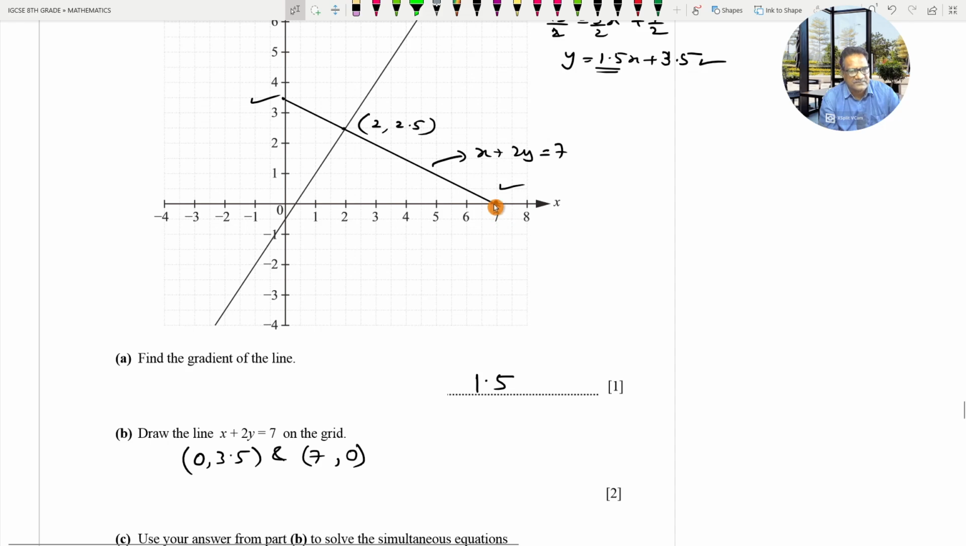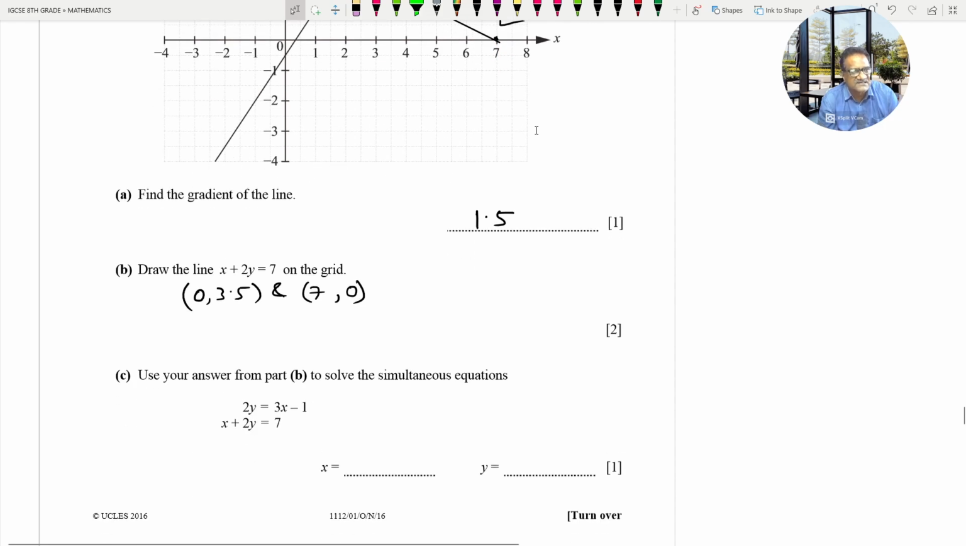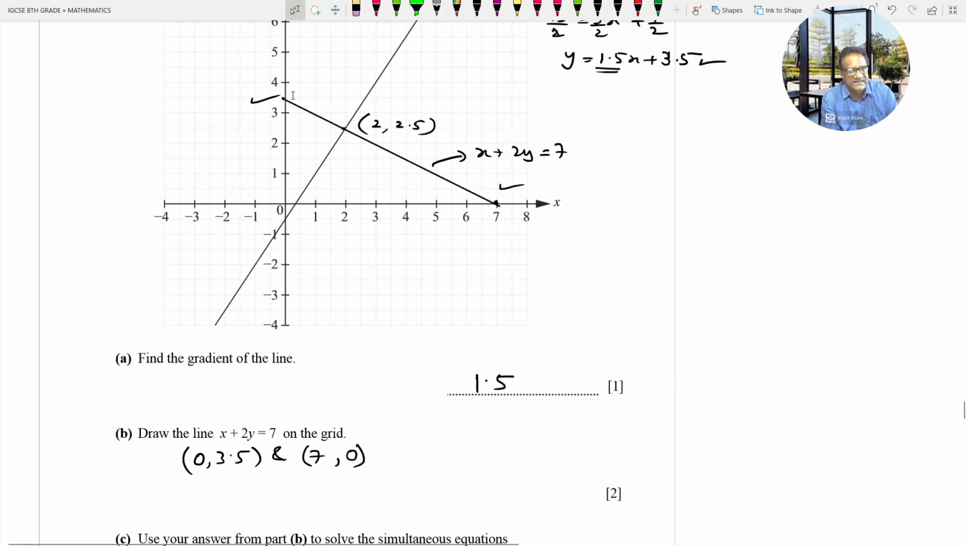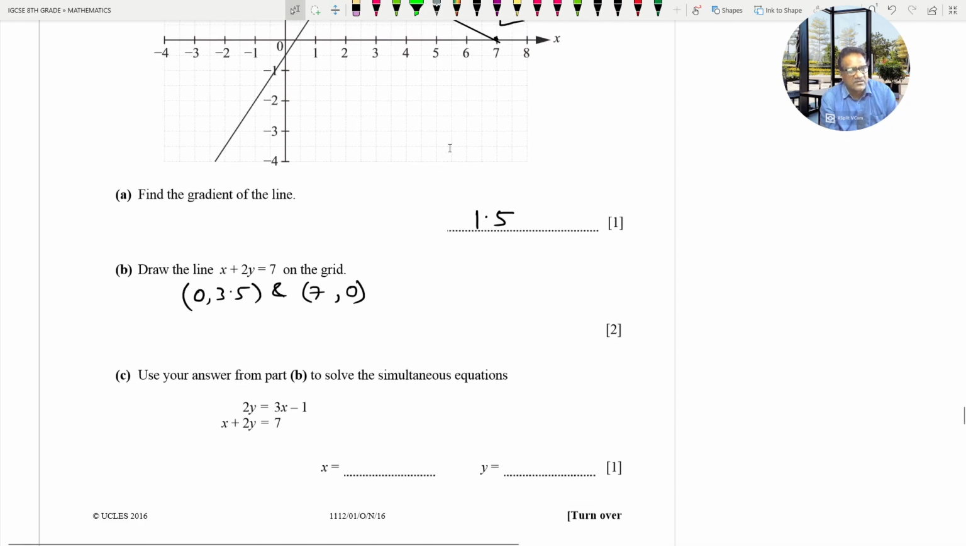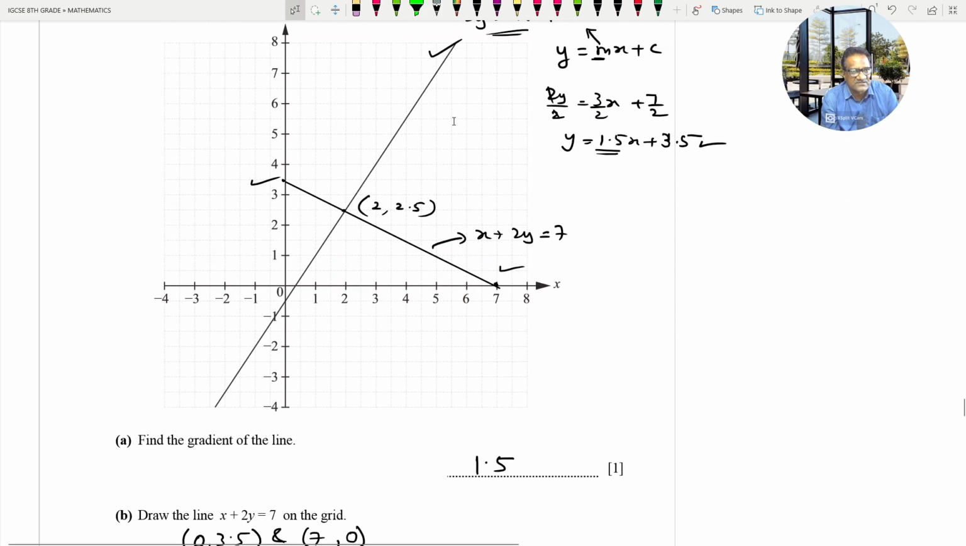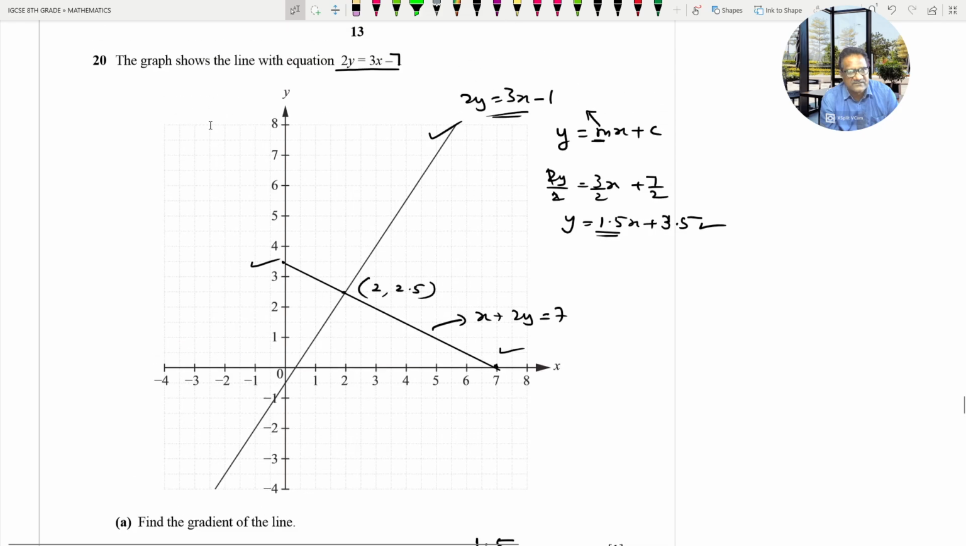Now the C part of the question is use the answer in part B. Part B was to draw the line, and we have drawn that line. Now use the answer for part B to solve the simultaneous equations. They have asked you to solve this simultaneous equation. These two lines represent the two simultaneous equations. This is one simultaneous equation, and this is another. These two equations are shown by these two lines.